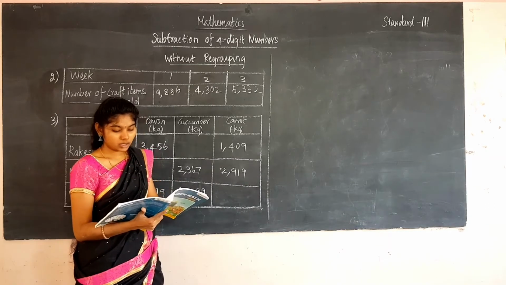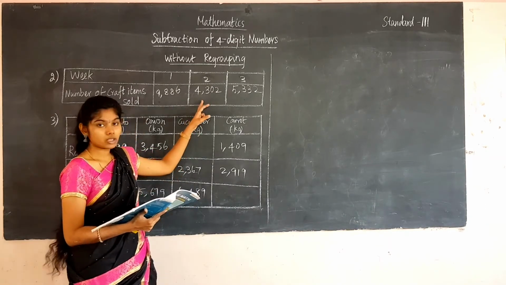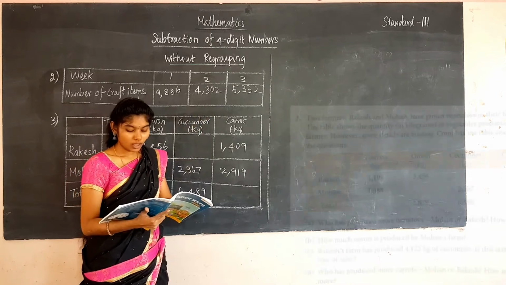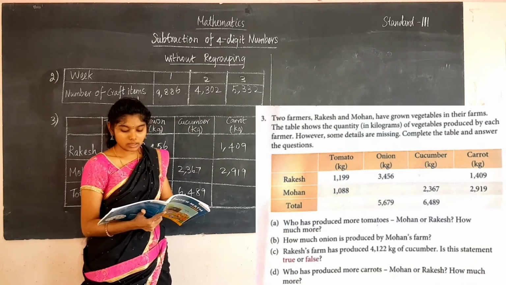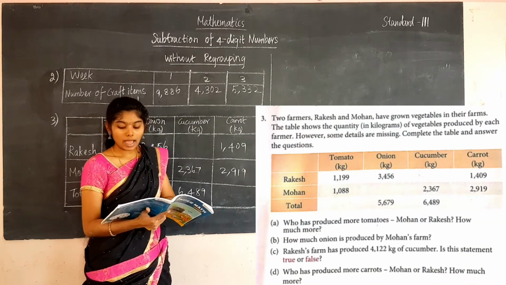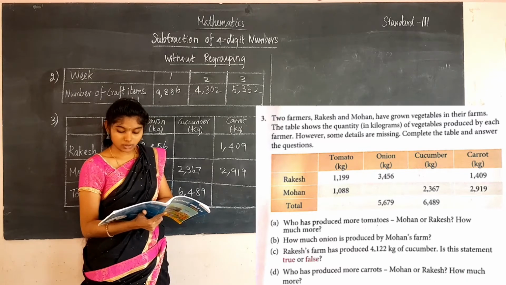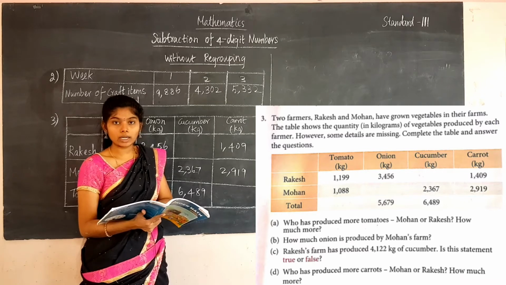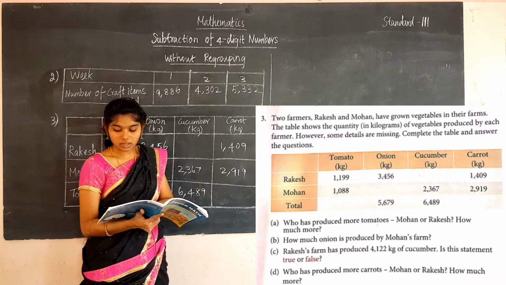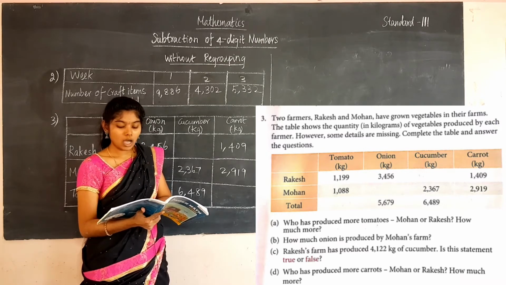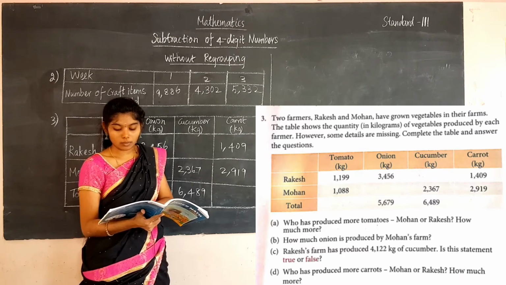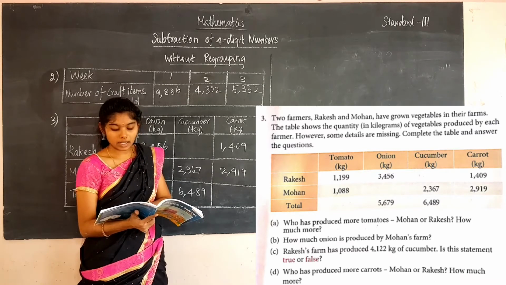And the third question, you are going to do the second one as your homework sum. The third one: two farmers, Rakesh and Mohan, have grown vegetables in their farms. The table shows the quantity in kilograms of vegetables produced by each farmer. However, some details are missing. Complete the table and answer the question.